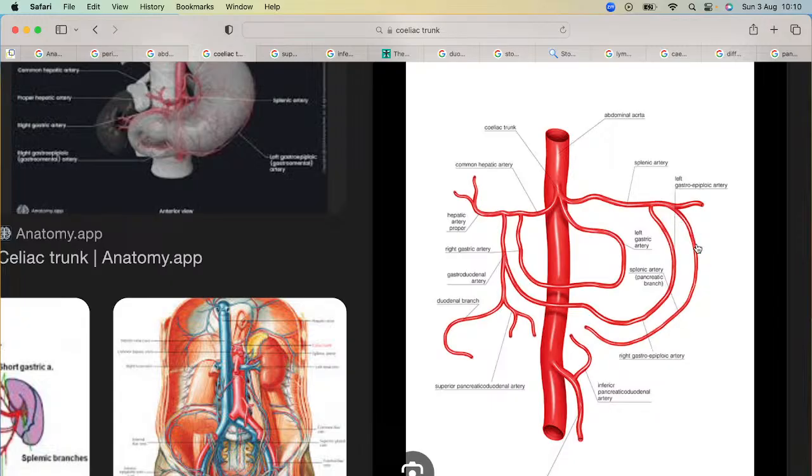Yes, I was just looking what this other branch was. This is the pancreatic branch. Okay, we'll talk about that later. But mainly, okay, the left gastroepiploic artery.